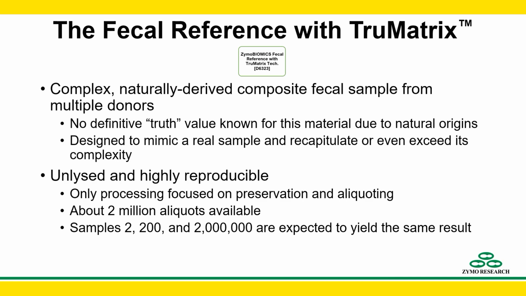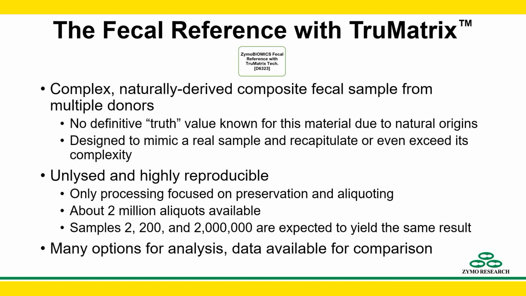This sample should be coming in unlysed and highly reproducible. Now, there will obviously be some lysis during the processing and preservation, but there was no specific lysis step carried out on this. The processing was only focused on preserving and aliquoting the sample and making sure that aliquot 1 and aliquot 2 million were as identical as possible. So about 2 million aliquots, as I said a few times, are available, and you would expect each of these aliquots to behave the same given the same treatment.